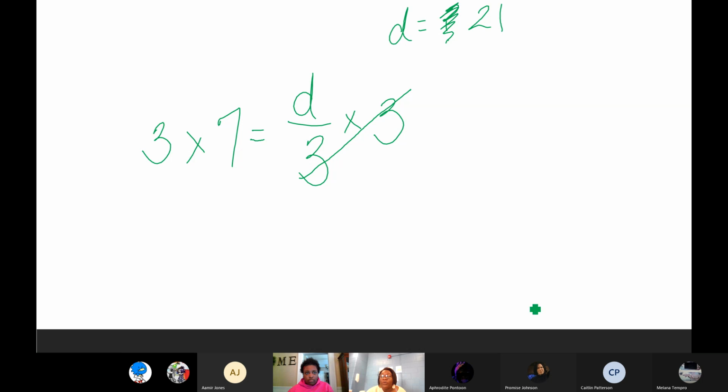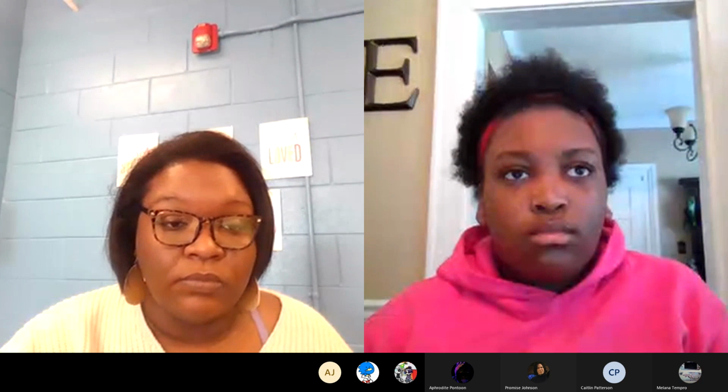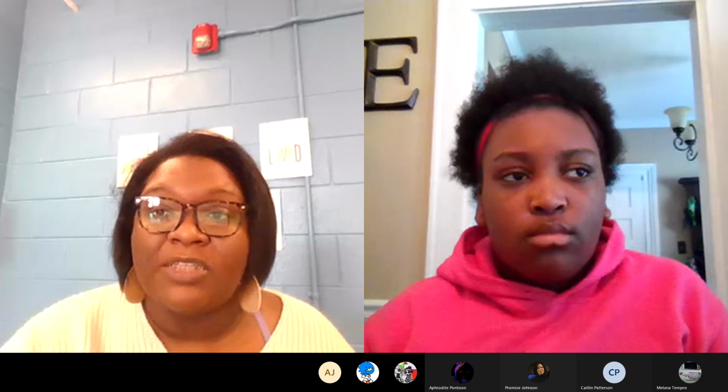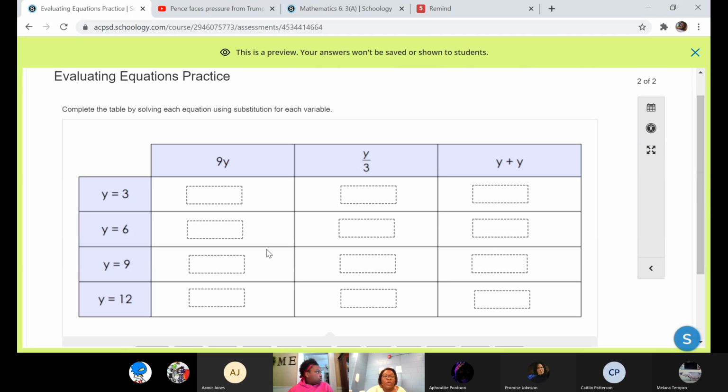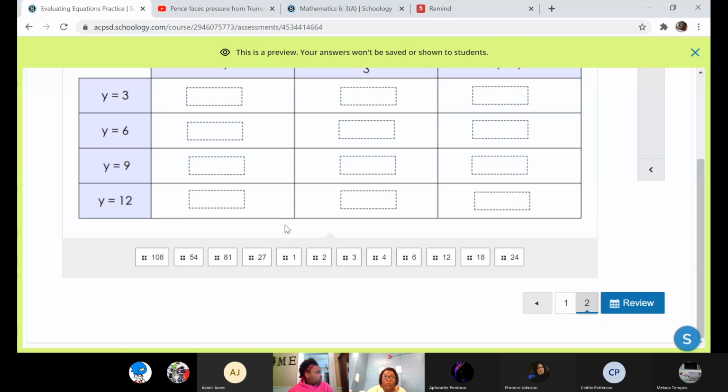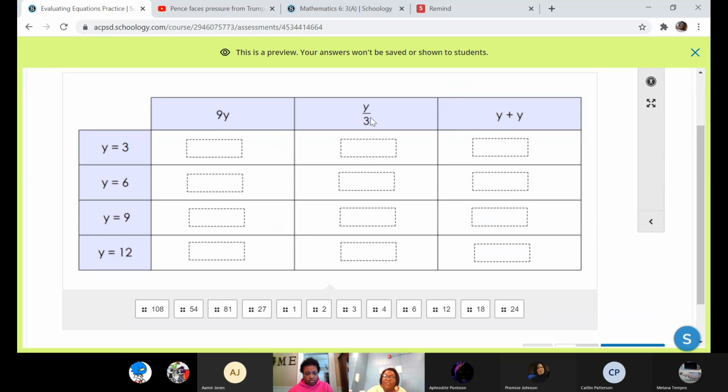So that's what you're going to be doing today for the first part of your assignment, okay? Number 2, you're going to be using a table where you're going to be solving each of these problems with a different value for Y. So let's look at this first one together. I'll screenshot it and let's do this one together. Please pay attention so we know how to do it.